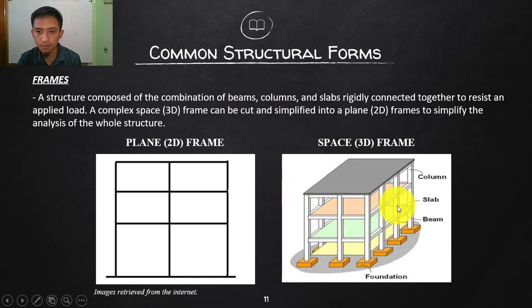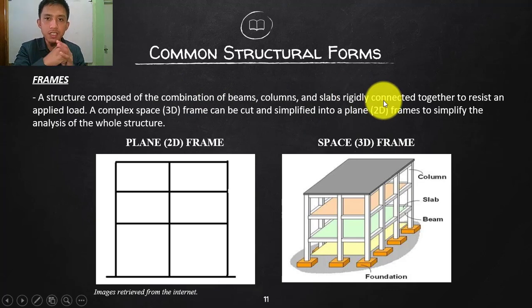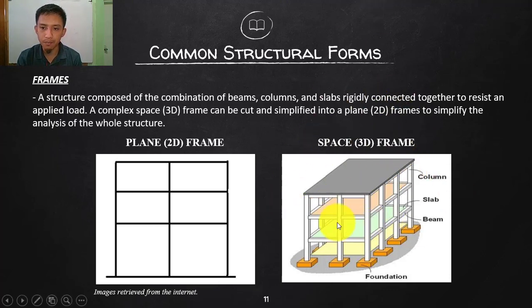There is a slab. The slab is this one. Okay, a plate. That will serve as the ceiling, and of course this is the base of the floor. So that is the slab, and we have here a beam, the horizontal elements, and then the vertical elements are the columns. In addition to that, we have what we call the foundation. If these are now connected with each other rigidly, that is, fixedly supported or fixedly connected with each other, then this is now considered a frame.